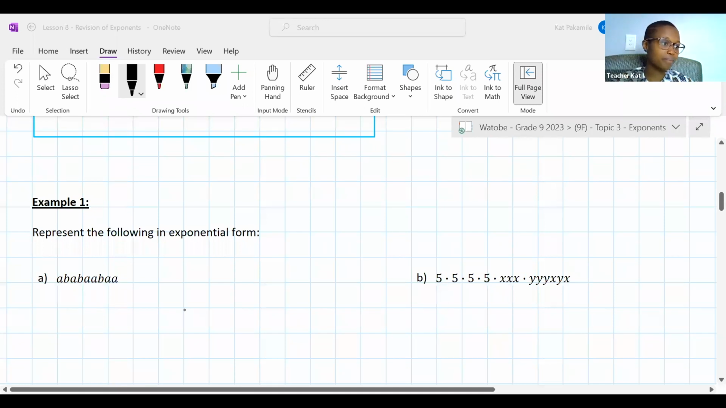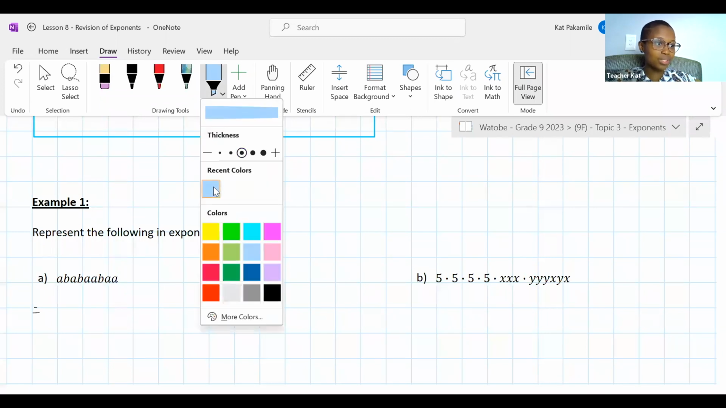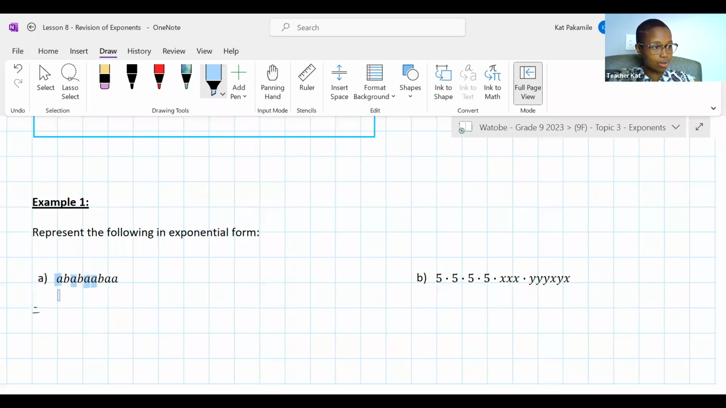You're going to help me with A. Wonderful. So we have to count how many A's we have and how many B's we have. I think the highlighter will help us a little bit. Okay, let's count A's. 1, 2, 3, 4, 5, 6, 6 A's. So I write A to the power of 6. Beautiful. And B, B to the power of 3. Thank you very much, Elsie.